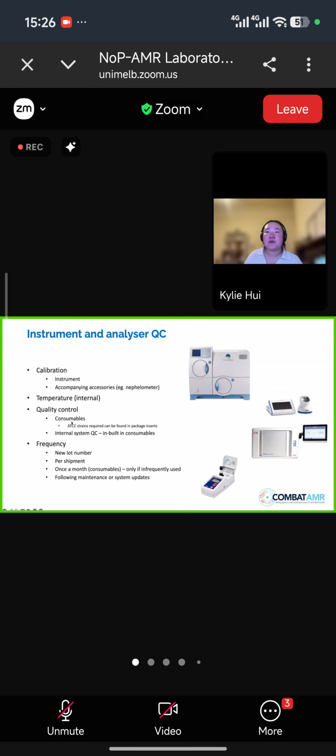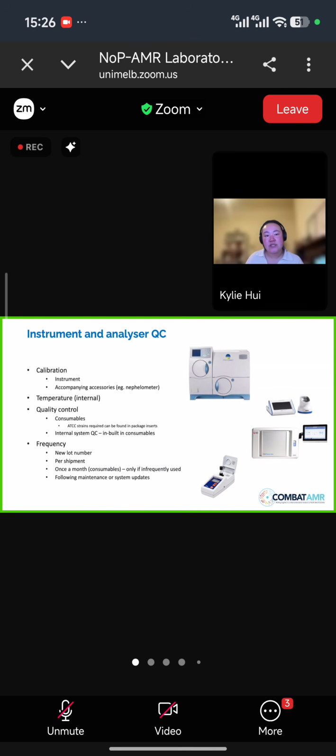So the quality controls that we need to look at are things like our consumables. So with the Vitek, you have the Vitek cards. With the Phoenix, you have panels. With the MALDI-TOF, you have calibration spots and slides. And so depending on what actual instrument you use, the ATCC strains required can be found in the package inserts. So when we're looking at disk diffusion and our E-tests, we can find which ATCC strains in the CLSI guidelines. But for consumables, for our instruments and analyzers, we will find that information in the package inserts. So it's very useful to go and have a look at them.